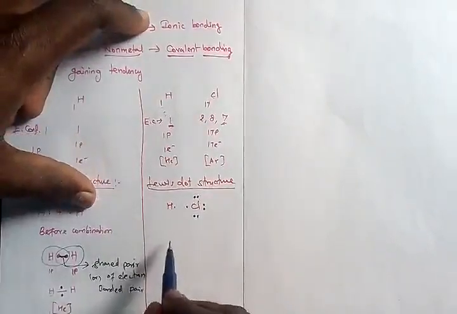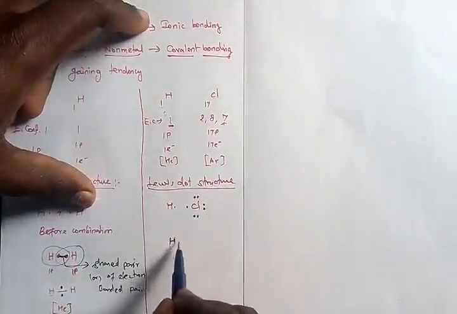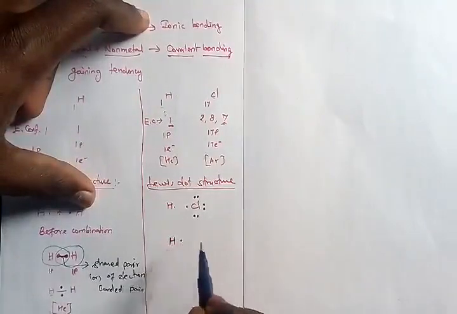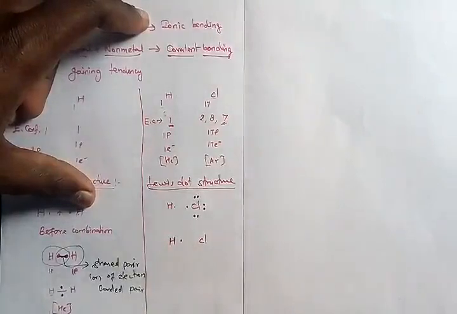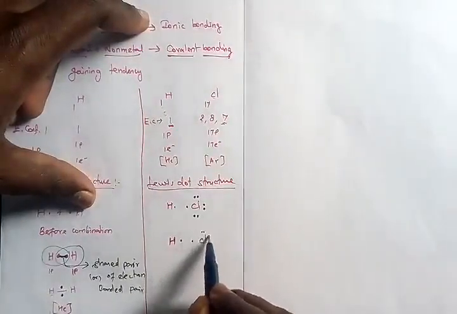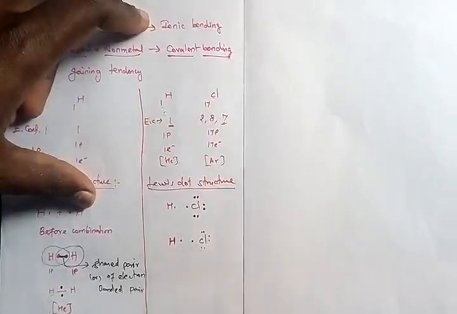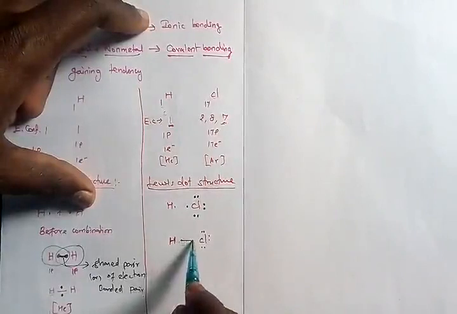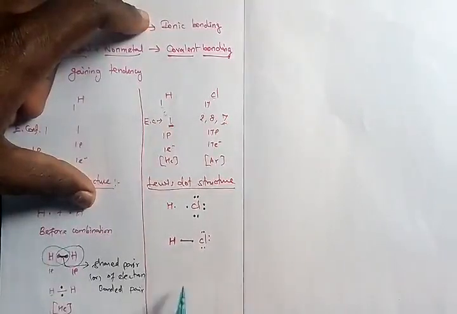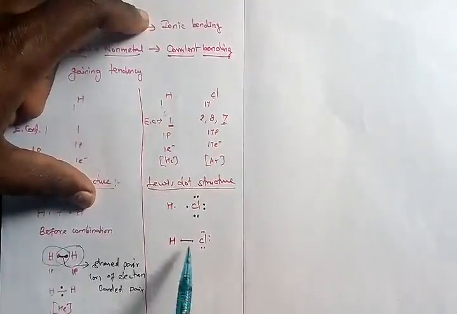So now the hydrogen shares this electron, chlorine shares its particular electron, so remaining all are as it is. Now it makes a bond. You could see it makes a bond by using these two electrons. Now this kind of bonding is called covalent bonding.